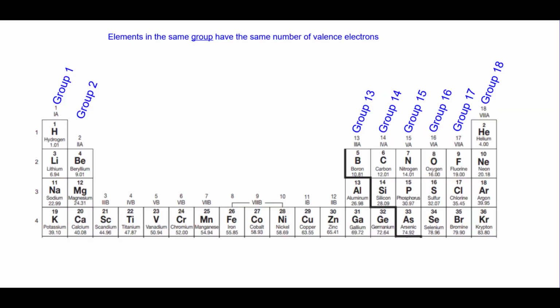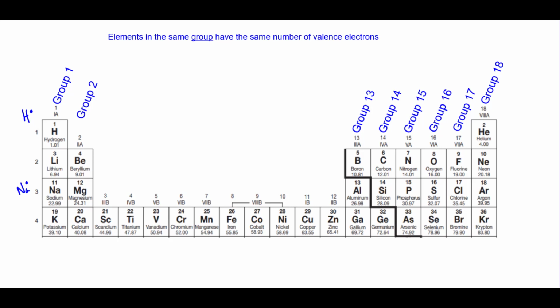Now, an important thing to note about the shape of the periodic table is that elements in the same group always have the same number of valence electrons. Like on the previous example, hydrogen had 1 valence electron, and so did sodium. So their electron dot diagrams look pretty much the same as each other. Now, drawing out all the energy levels or writing out the entire electron configuration for larger elements is time-consuming.